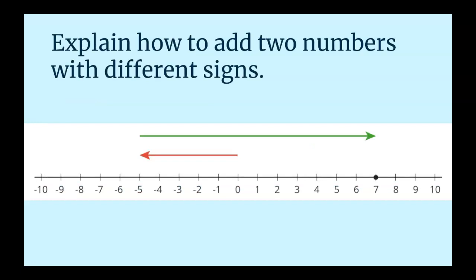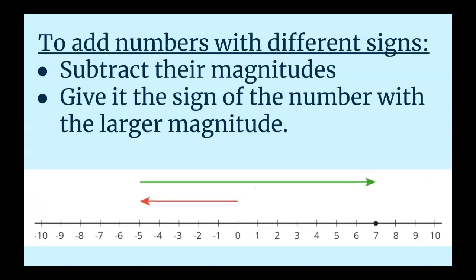All right, look at the diagram here and see if you can figure out a method that you would use to add two numbers with different signs. All right, we've got an idea here that we can use. We can always subtract their magnitudes because when they have different signs, they're pulling in opposite directions. But your answer, you're going to give it the sign of the number that has the larger magnitude because it's been pulled further in that direction.